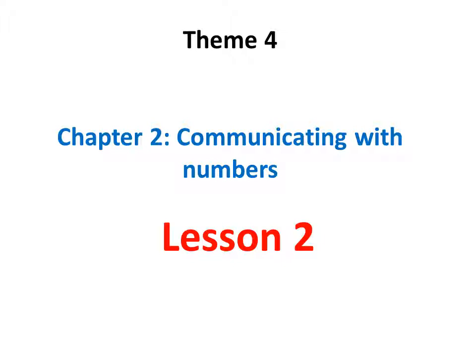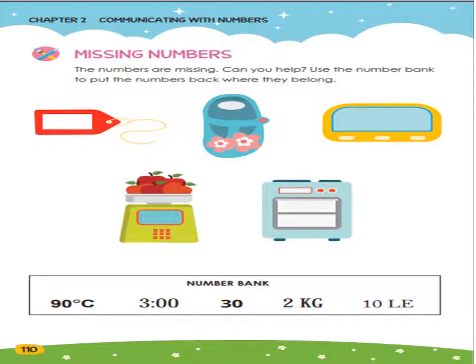Theme 4, Chapter 2, Communicating with Numbers. Lesson 2. In the previous lesson, we have discovered that numbers tell us important information, and we see numbers around us all the day, at home, at school, everywhere. Okay, and we have said that each number we see gives us a certain information. Now I want you to open your student book to page 110.